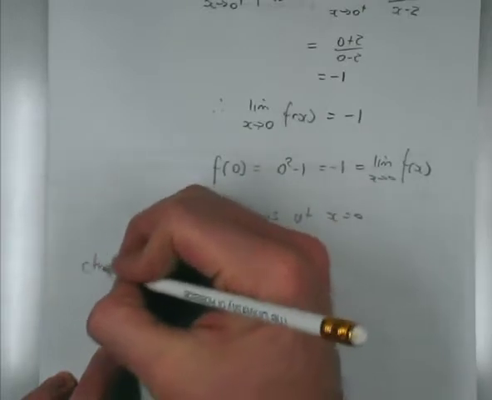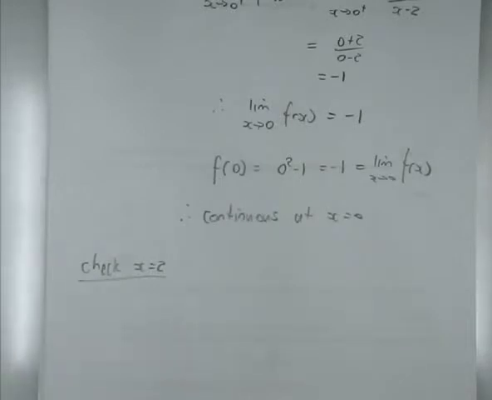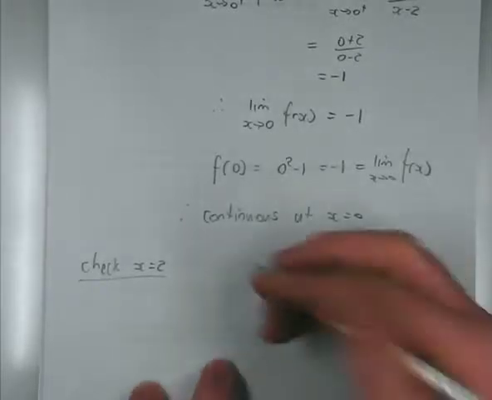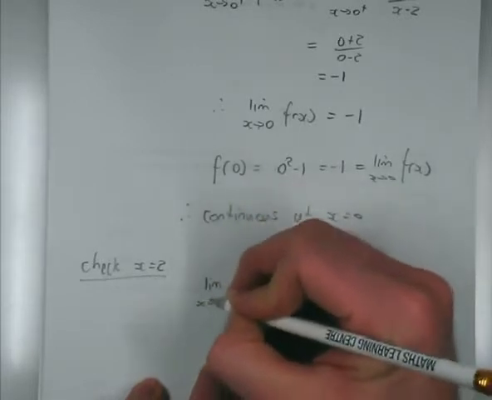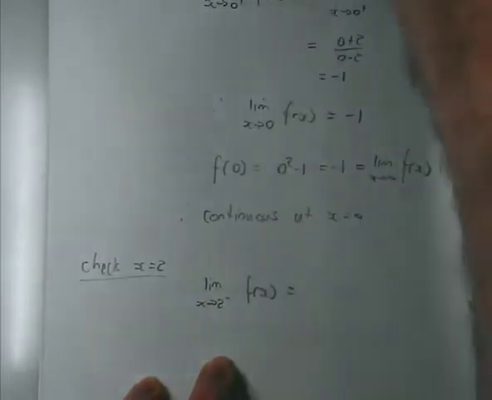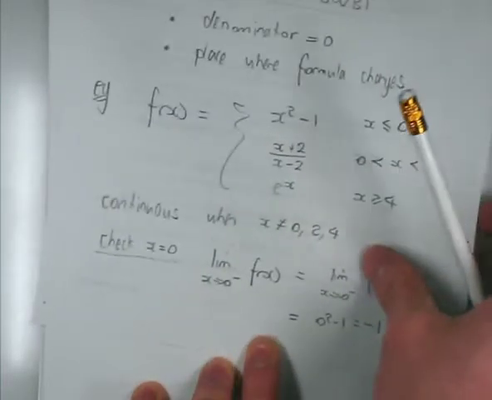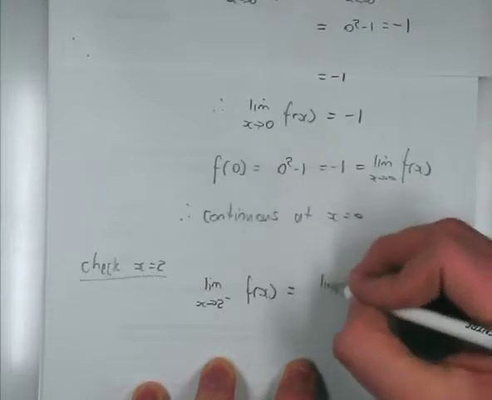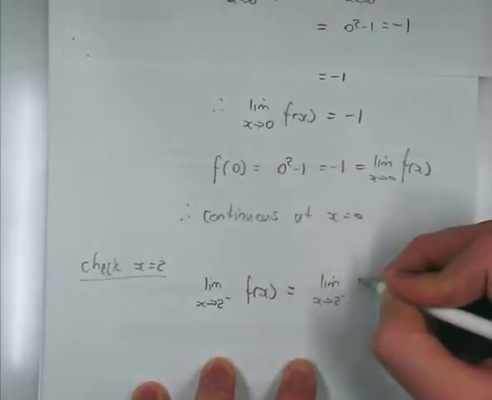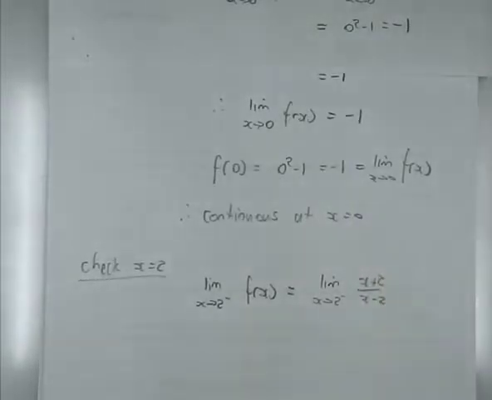Now, next one I'll check, x equals 2. So I should check technically the limit from above and below separately, just in case. So the limit as x goes to 2 from below of f of x. Now in that zone where I'm close to 2, 2 is in this zone here, so the formula is (x plus 2) over (x minus 2). Okay, that's the formula when I'm close to 2 but below 2.